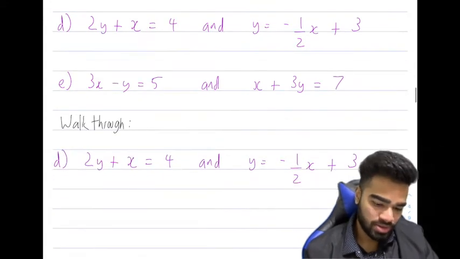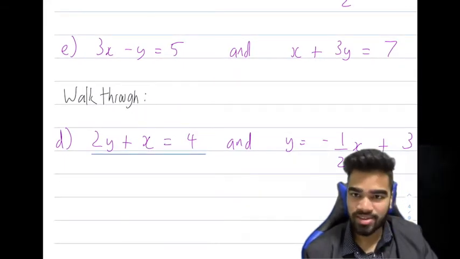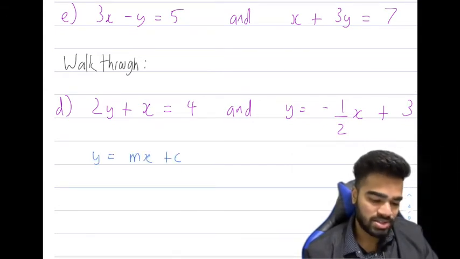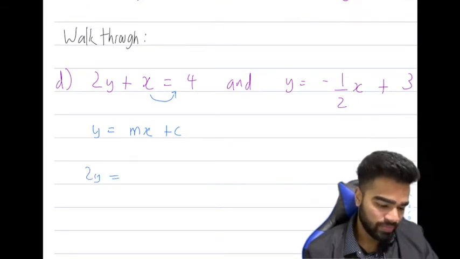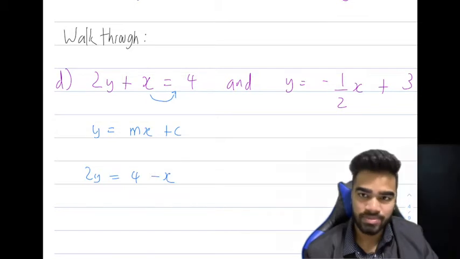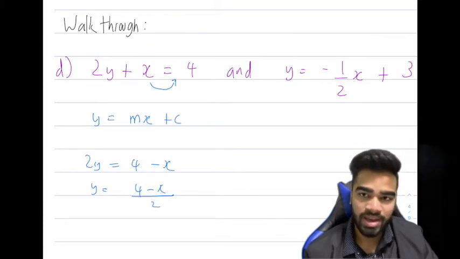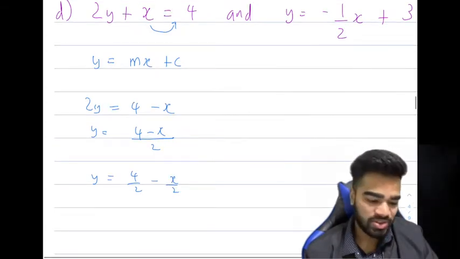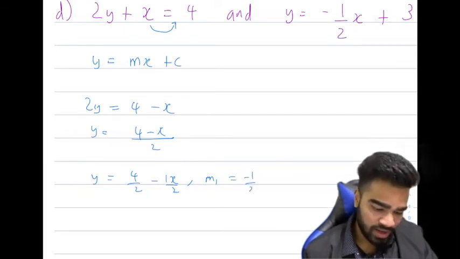So again, we need to get the gradient of both graphs. The process is the same. So how do you get the gradient of this graph? Well, we learned it in the gradients lesson. We need to make y the subject to get y is equal to mx plus c form. So what I'm going to do is take x to the other side. So I get 2y is equal to 4 minus x. Divide the whole thing by 2. Again, because we have a fraction, we need to split up the fraction. y is equal to 4 over 2 minus x over 2. So what's the gradient of this graph? Well, m1, the gradient, is the number that's multiplying x, which is negative 1 over 2.